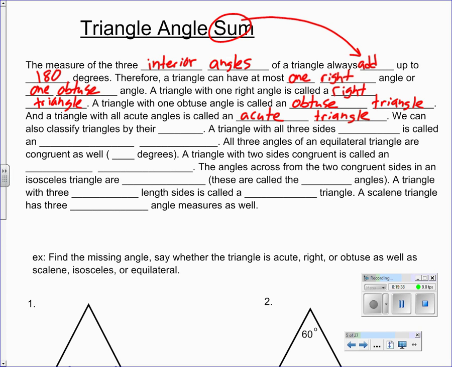We can also classify them by their sides. If all three sides are congruent, that's called an equilateral triangle.